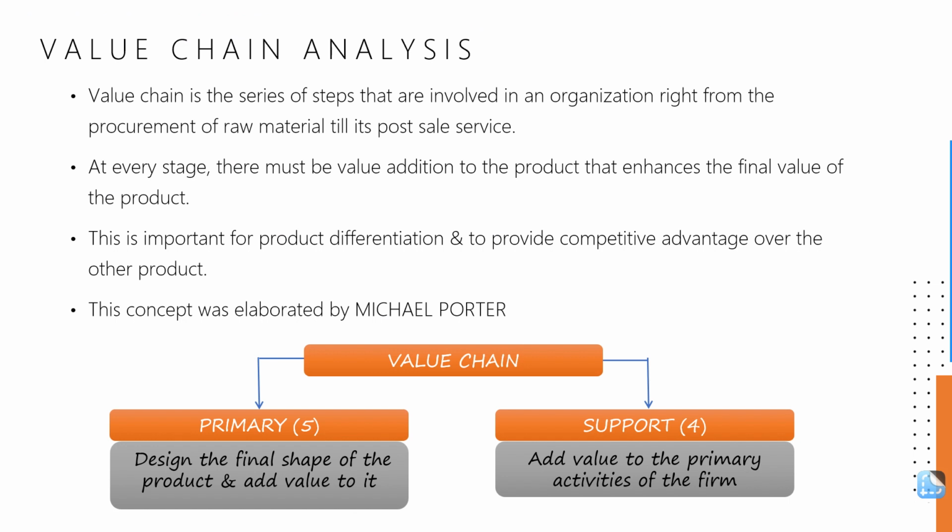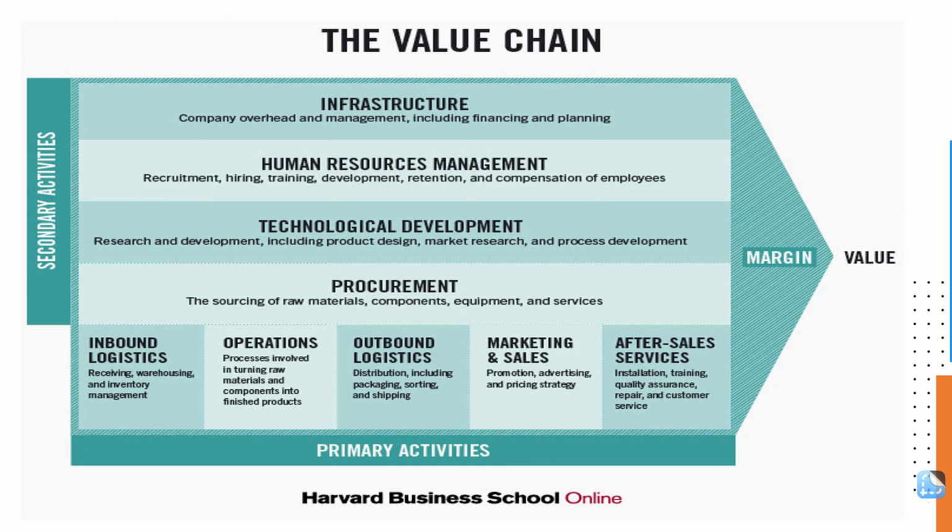Okay, so Porter differentiates the value chain into two types: primary and secondary or support. Under primary we have 5 factors, and under secondary we have 4. Primary activities help to design the final shape of the product and add value to it, and secondary activities help to add value to the primary activities of the firm. Let me show the framework, you will get the idea.